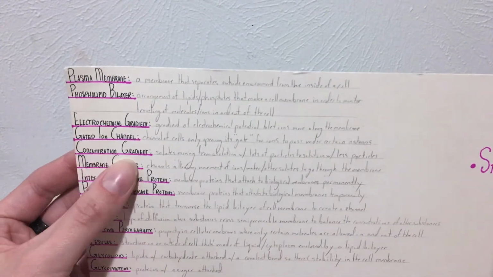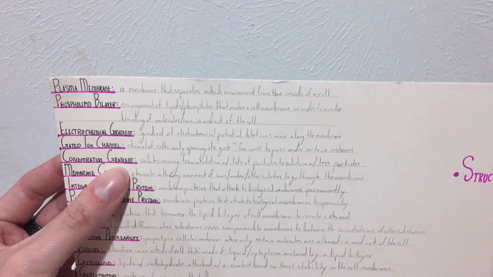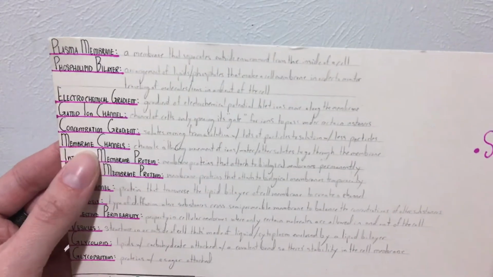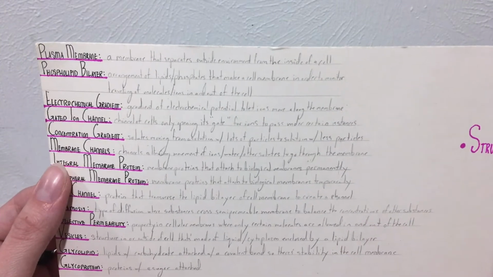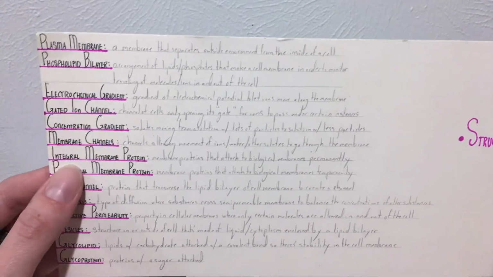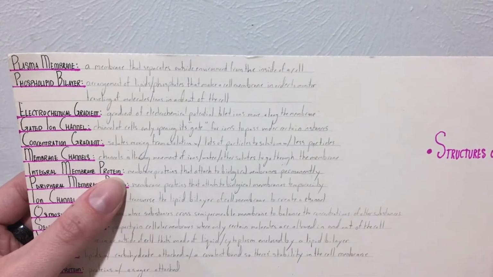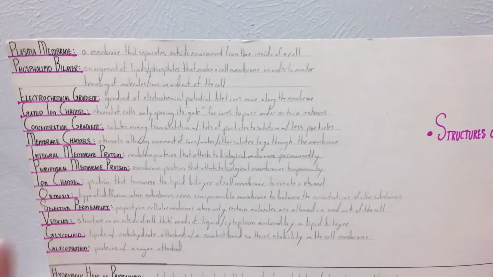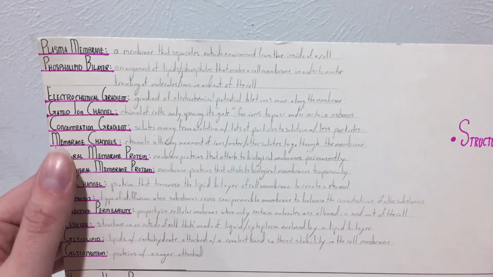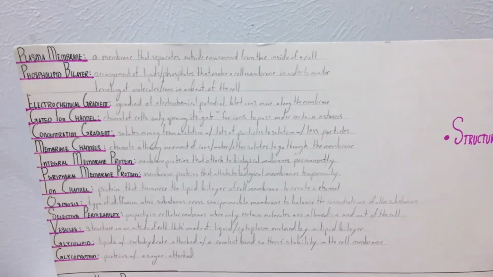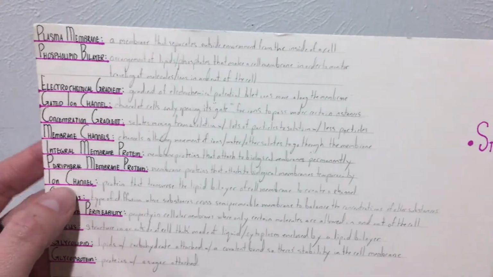Then we have a concentration gradient, and that's where your solutes are moving from a solution with lots of particles to a solution with fewer particles. Then we have membrane channels. That's channels that allow the movement of ions and water and other solutes to go through the membrane. We have integral membrane protein, which are the membrane proteins that attach to biological membranes permanently. That's the difference between integral and peripheral. Integral proteins attach to biological membranes permanently, but peripheral are the ones that only attach to the biological membranes temporarily, then they break off.